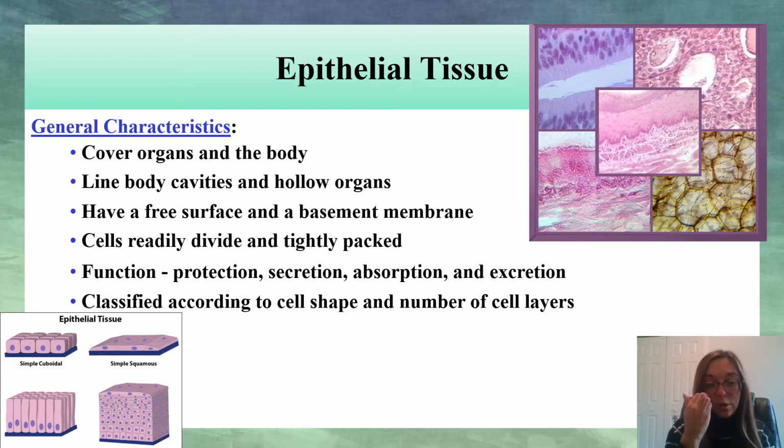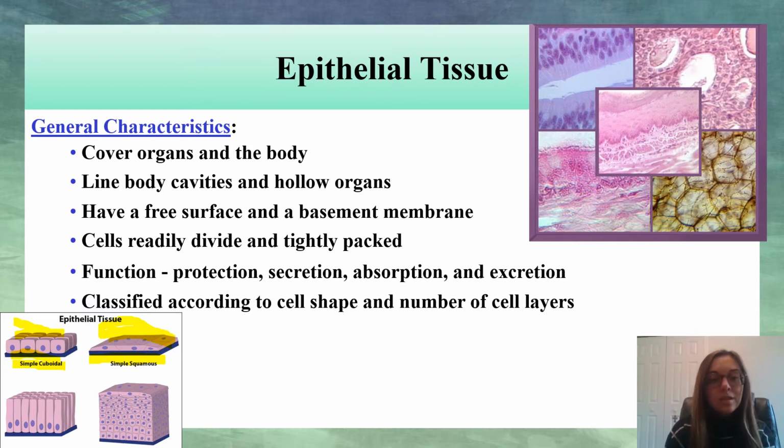Now it has two surfaces, one being the free surface and one being the basement membrane. So if we're looking at a piece of epithelial tissue, the free surface would be here, the one that is exposed to either the outside of the body or the outside of the organ, and then the basement membrane is here. It's connected to some type of structure. Okay, free surface and basement membrane towards the bottom there.